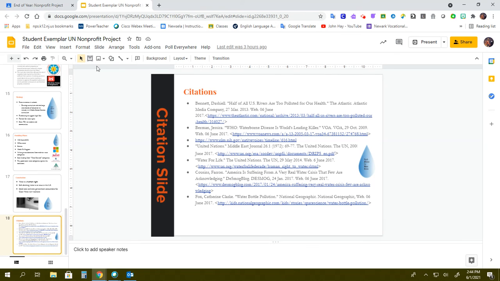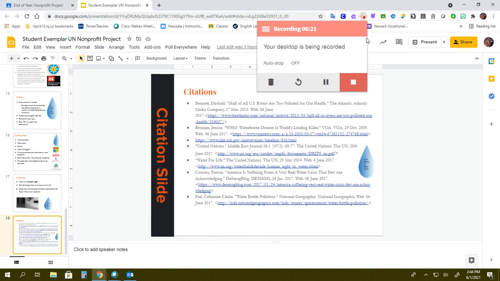So please review the exemplar and the rubric. If you have any questions, you guys can email me. You can remind at me. You can comment on Google Classroom. Reach out to me early. Reach out to me before you get frustrated, not after.